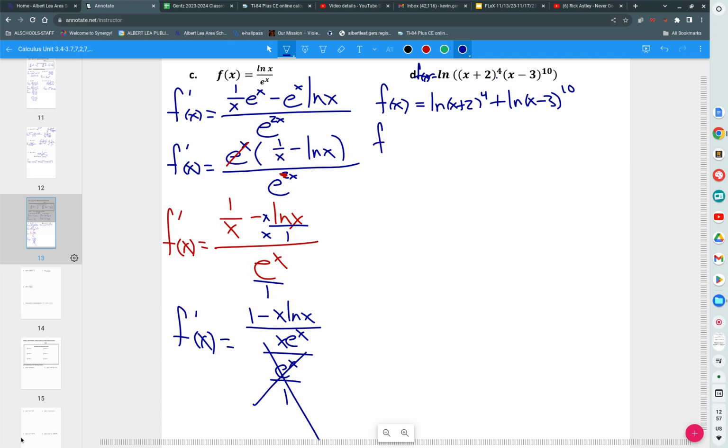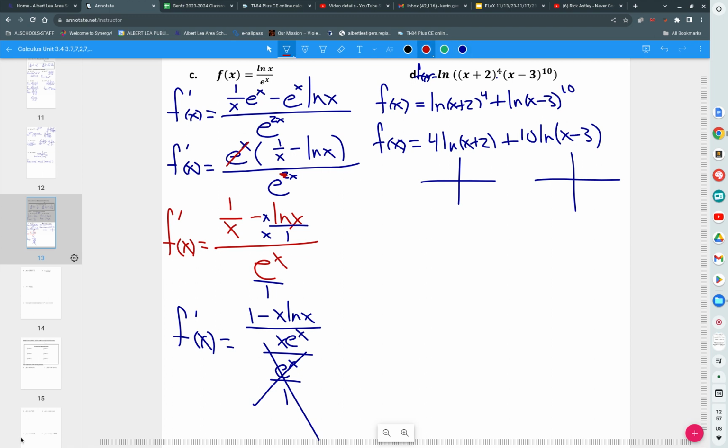So you have f of x. Notice I'm just writing f of x because I've not taken a derivative yet. 4 natural log of x plus 2 plus 10 natural log of x minus 3. Now, that's a lot easier problem for us to deal with. Much, much easier, because when we want to take these derivatives, we just have to set up the chain rule for each one.